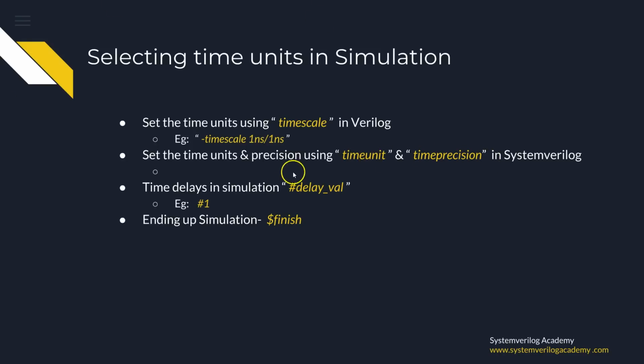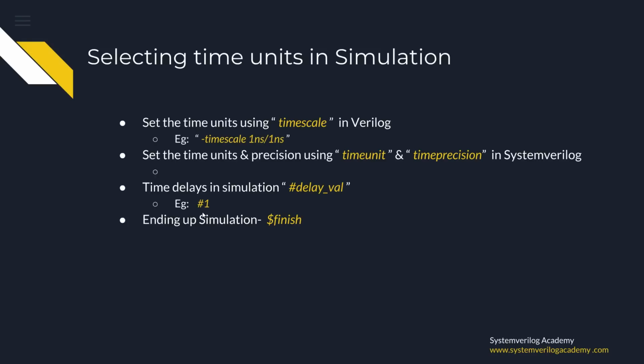Next is hash delays in Verilog or SystemVerilog. You can add a single time unit delay in the program by writing #1. A hash in the program will wait for n time units in the simulation. For example, if you write #5, the program will wait for 5 time units in the simulation.